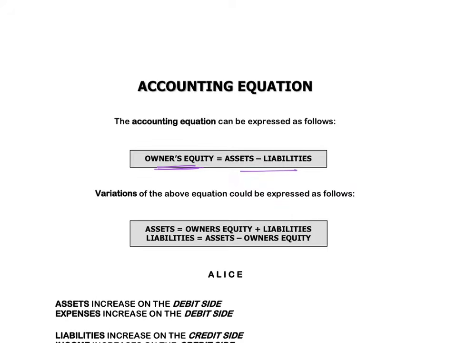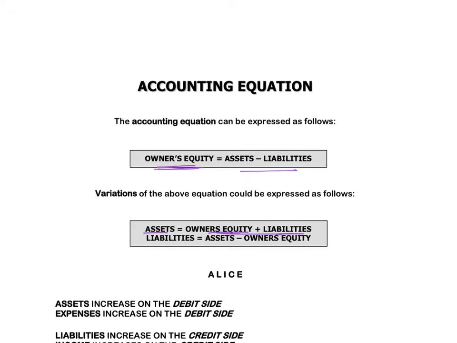You can vary this equation so that it's assets equals owner's equity plus liabilities. Assets is all the things that belong to the business. Where did they get money to buy it? Either the owner provided it or they borrowed it.